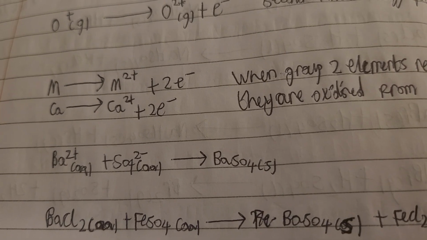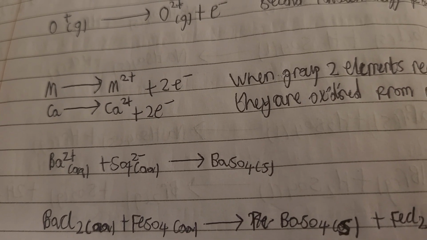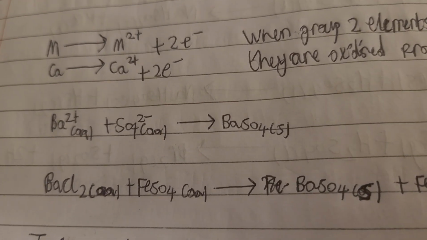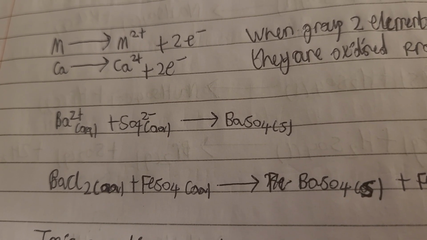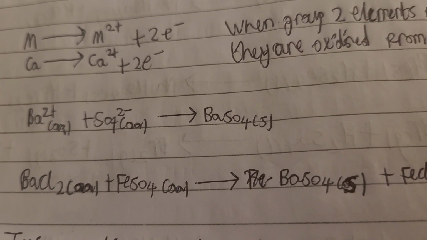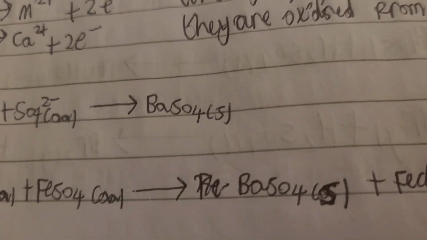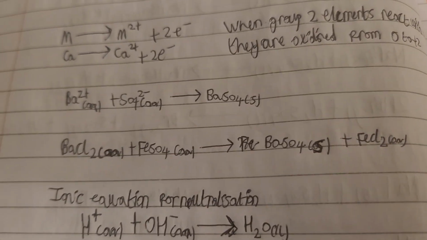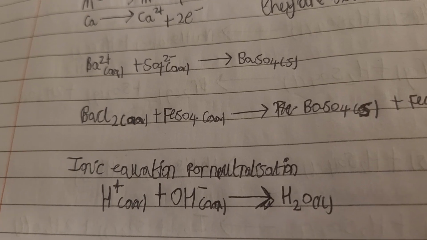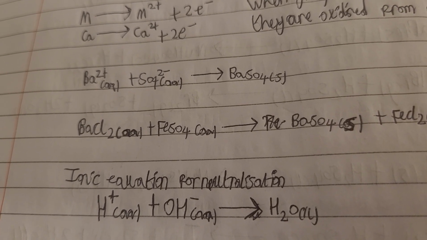Ba2+ aqueous plus SO4 2- aqueous, arrow, BaSO4 solid. Then BaCl2 aqueous plus FeSO4 aqueous to form BaSO4 solid plus FeCl2 aqueous. The ionic equation for neutralization: H+ aqueous plus OH- aqueous to form H2O liquid.